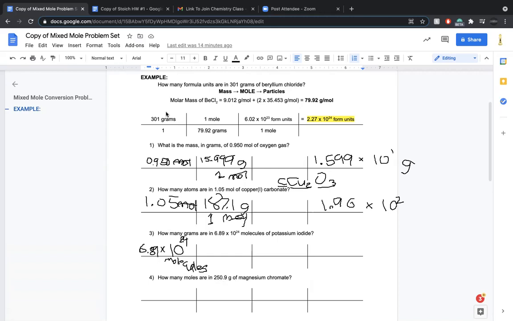So this one is a little bit different. We're going to need to go from molecules to moles and then moles to grams. So we're going to have 2 conversion factors for this one. Potassium iodide is KI. I got 166.0028.